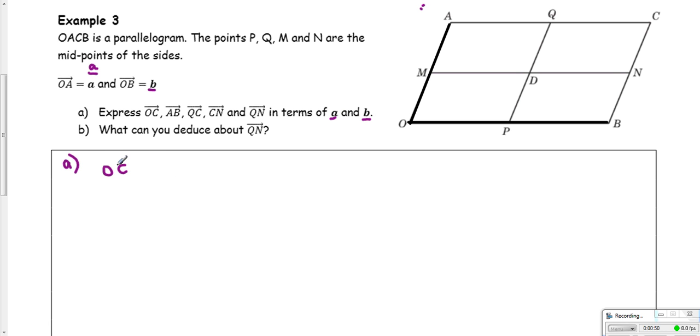So what you've got to say to yourself is, how do I get from O to C? Well, I'm going probably up here and along the top, or I could go along the bottom and up the side, various different routes. So write down the route you're doing. I'll do OA and AC. O to A is the vector a. We were told that in the question. And A to C is actually the same vector as O to B. It's in a different location, but it's the same length, it's the same direction, and so we can say AC is also b.